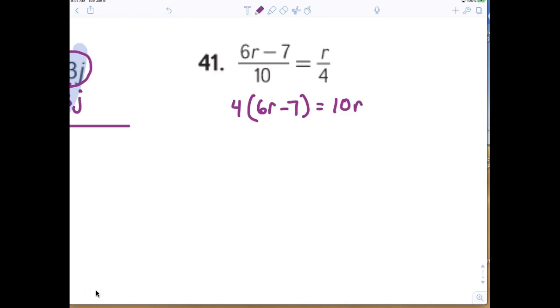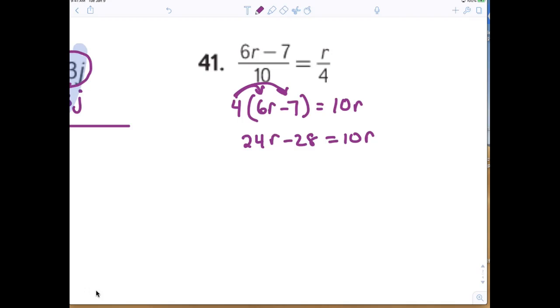Good for you. When you multiply 10 times r, you get 10r. I haven't multiplied the left side yet. Now what am I going to do, Aiden? I'm going to distribute. So I have 24r minus 28 equals 10r. Leighton, you all right back there? Now the quickest way is just move the 24r over, right?